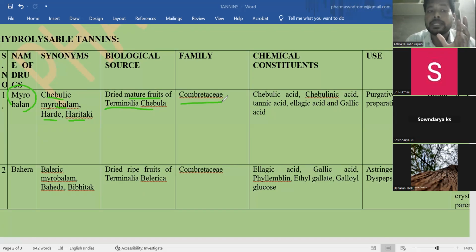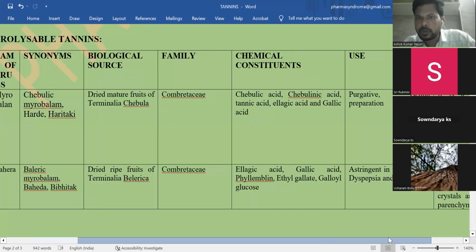That's why, dried mature fruits of Terminalia chebula belong to the family Combretaceae, and the chemical constituents are chebulic acid, chebulinic acid, tannic acid, ellagic acid as well as gallic acid. These are the chemical constituents.